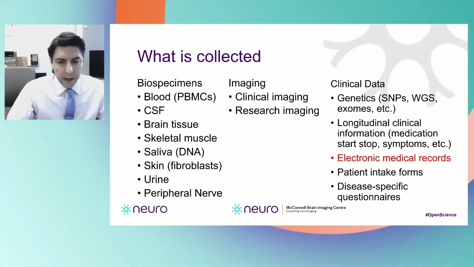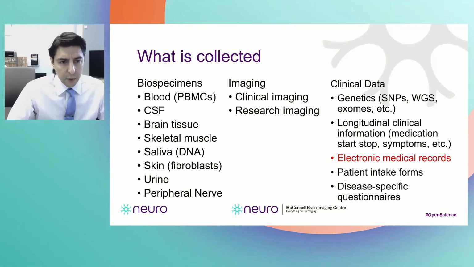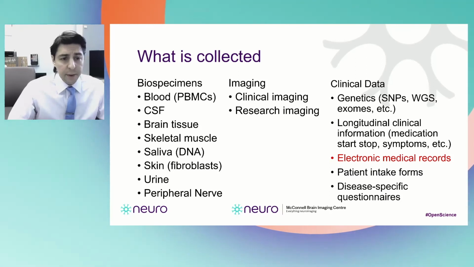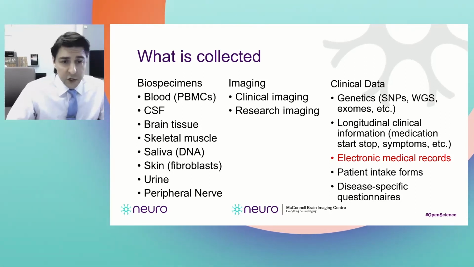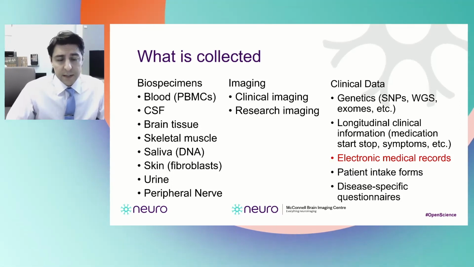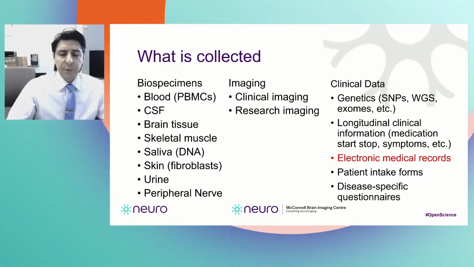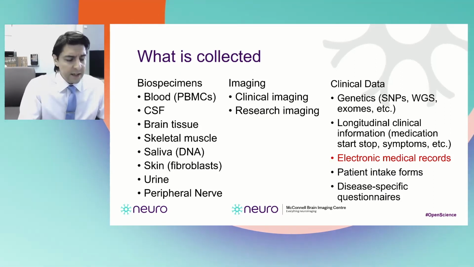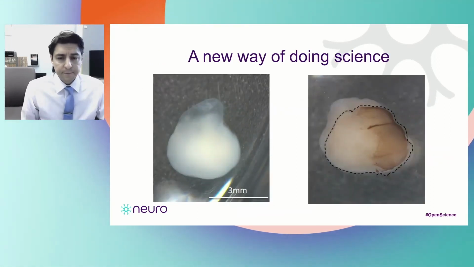Importantly, and somewhat unique here in Quebec, is that every patient in this province has an electronic medical record. And while this dossier is not fully complete, it does contain a lot of important information, including which medications a patient is on, some basic lab values, and perhaps most importantly, all clinical imaging is centralized in this provincial database. We also collect disease-specific information in the form of customized patient intake forms and disease-specific questionnaires.